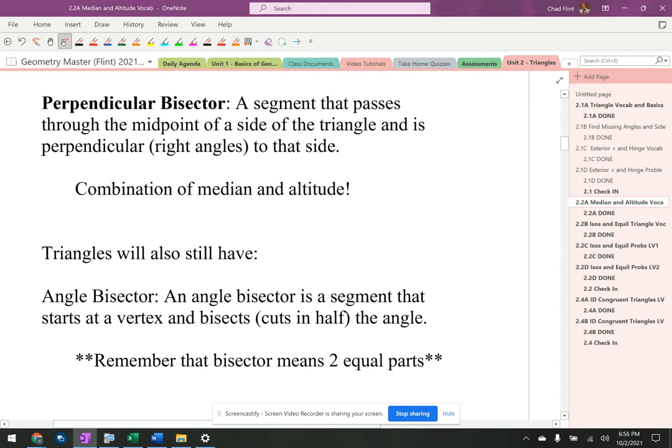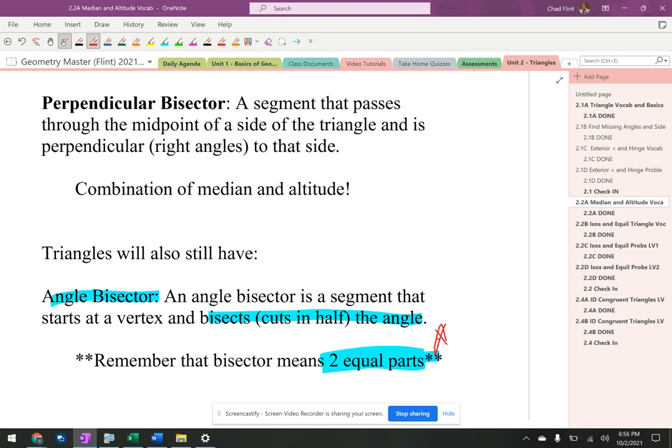Okay, so two other things that are going to happen inside triangles from time to time, much less than altitude and median, are perpendicular bisectors and angle bisectors. All right, we already know what an angle bisector is. An angle bisector bisects the angle, cuts it in half, which means it makes two equal parts. So if you have an angle bisector, it makes two equal parts.